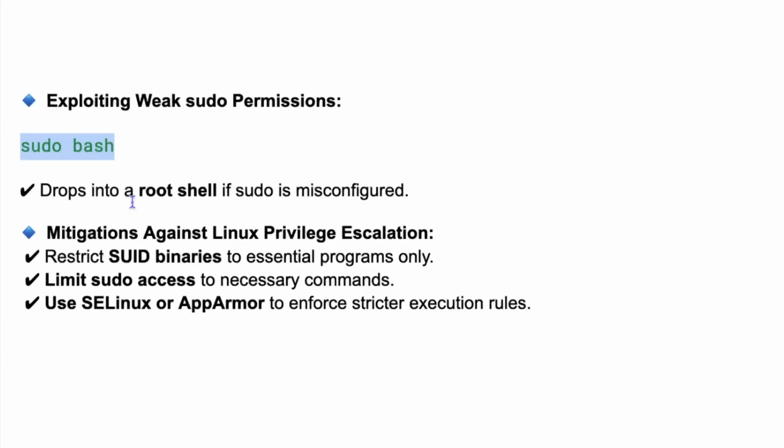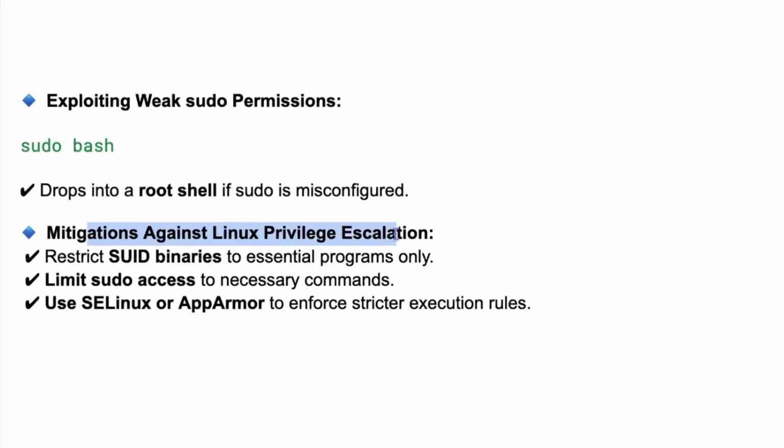So normally if you did sudo bash, press enter, the very next thing is that you would be prompted for a password. But if it's been misconfigured and it's not requiring a password, you just do sudo bash and all of a sudden you have a bash shell that's open and it has root privileges attached to it, and now you can do whatever the heck you want inside of that bash shell as a root user.